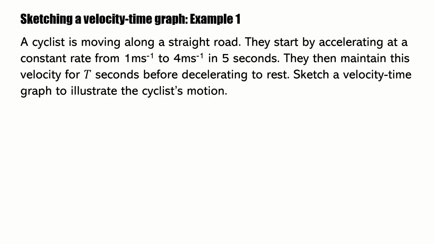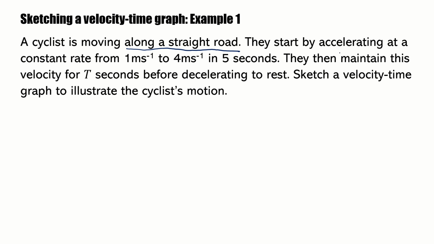So here is our example, and the beginning bit is mentioning that we've got a cyclist moving along a straight road, and that's not really telling us that much information, except the fact it's telling us it's along a straight road means we're effectively dealing with a 1D situation, because you can either just go forwards down the road or backwards down the road. So I guess that is helpful to a certain extent.